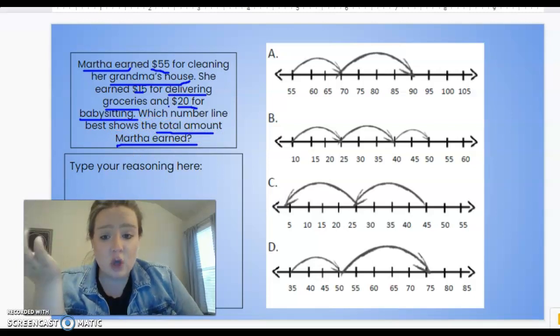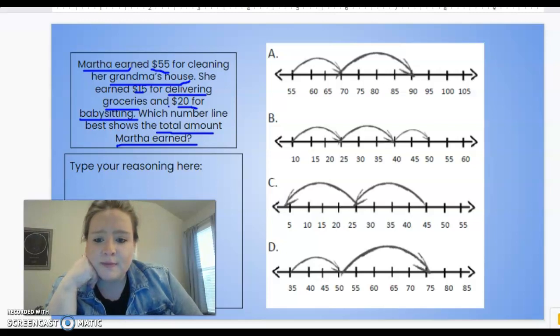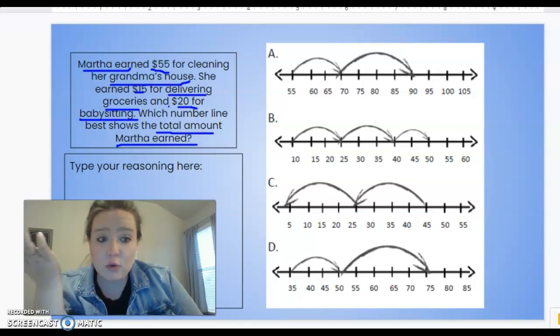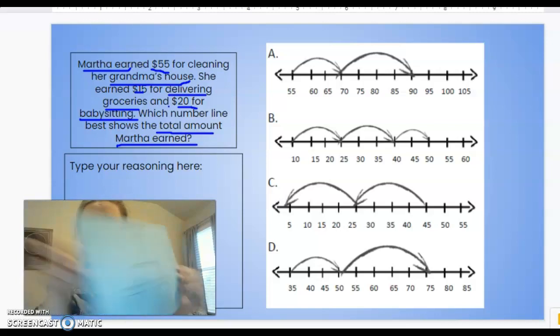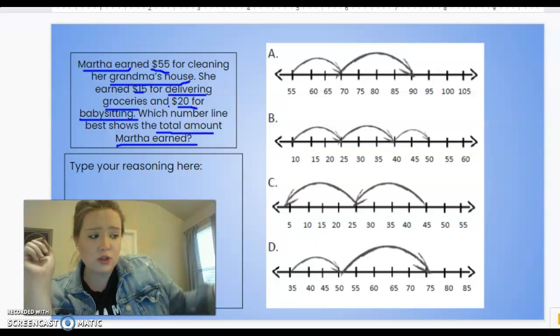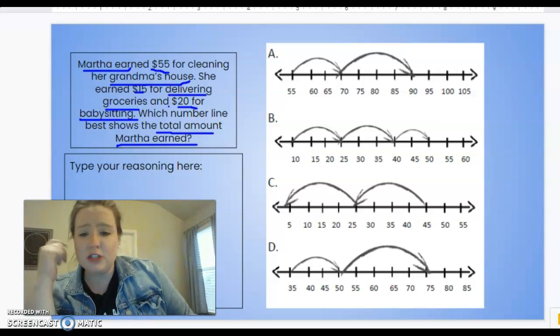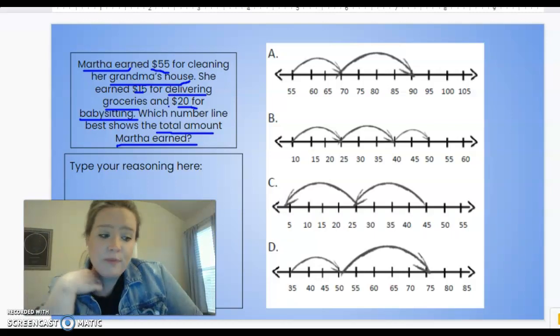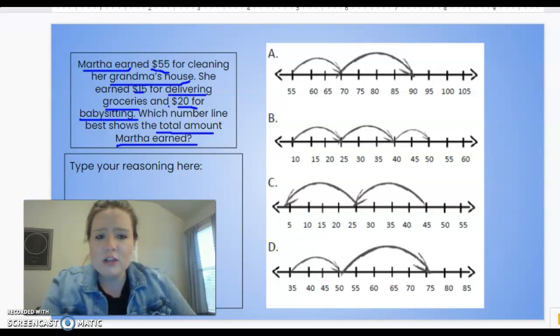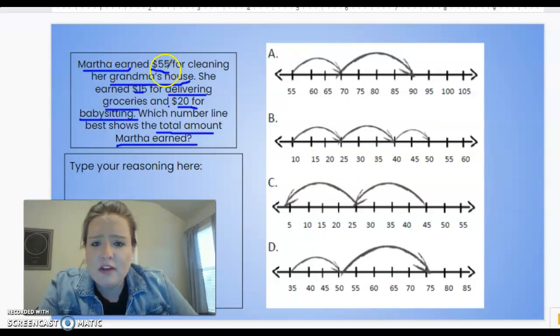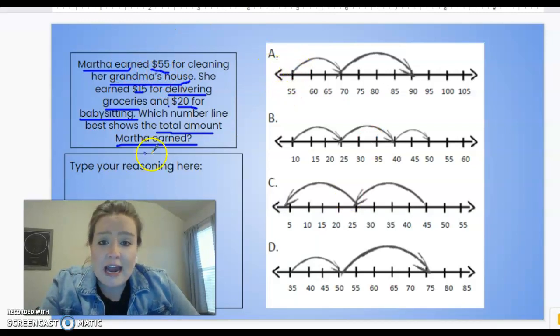So when you're looking for the total, what operation are you doing? Good. You are adding. You're looking for the total. I don't know my total. If I was going to use my which operation chart, you don't have a total. So you would select no. And then the only other options under no of not having a total is addition or multiplication. Okay? So let's look at this. She earned $55 for cleaning her grandma's house. Okay? And I know that I'm adding.